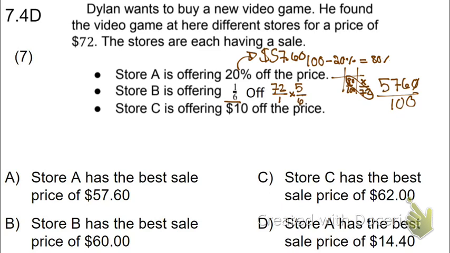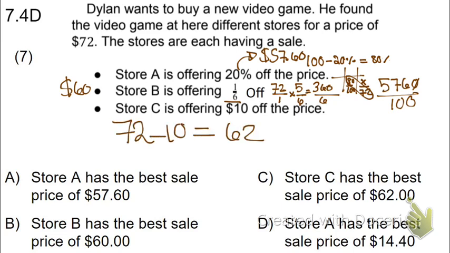And that gives us, can we simplify before we multiply? We can, and you should. 72 times 5, which is 360. 6 times 1 is 6. We know that 36 divided by 6 is 6, so this must be 60. So store B is $60. Store C is offering $10 off, so obviously that's 72 minus 10, which is 62, and therefore the best deal is store A. Okay?